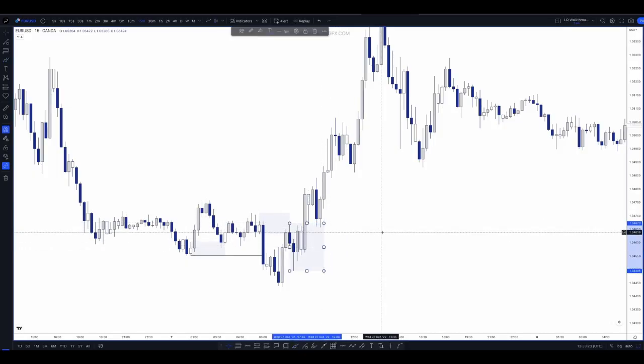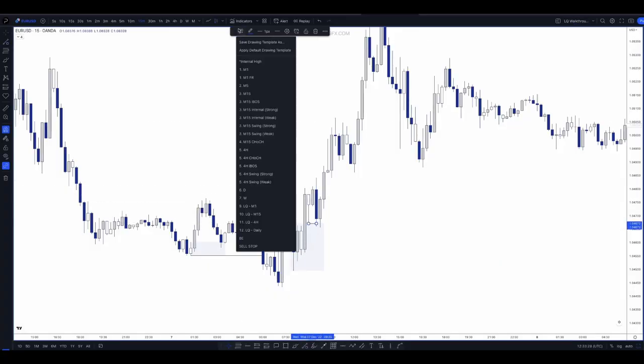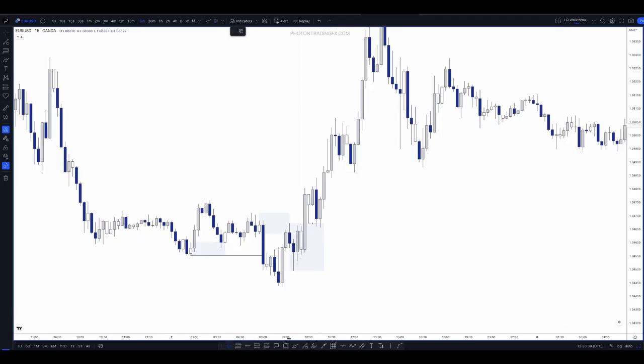So I'll quickly just draw that on and then I think that will do. But yeah, that's a good example of what I classify as valid for a sweep zone, right? That then broke that high. So we have a valid demand sweep zone. Is it a flip zone?